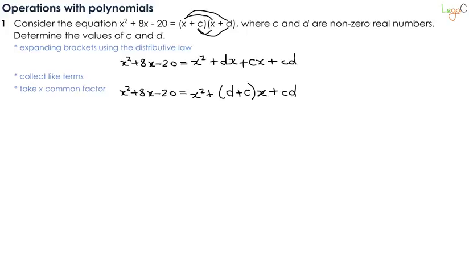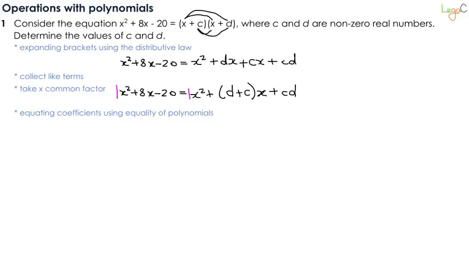The next step now is, because we have equality, we know that two polynomials are equal if corresponding coefficients are equal. What do I mean by corresponding coefficients? That means that the coefficients of x squared are equal, the coefficients of x are equal, and the constant terms are equal. So let's see what happens. The coefficient of x squared on the left-hand side is 1, and the coefficient of x squared on the right-hand side is 1. So they are equal.